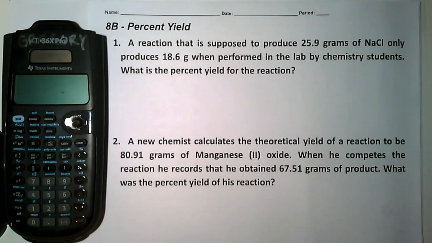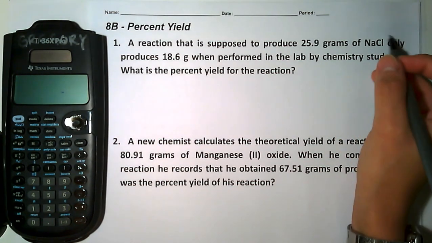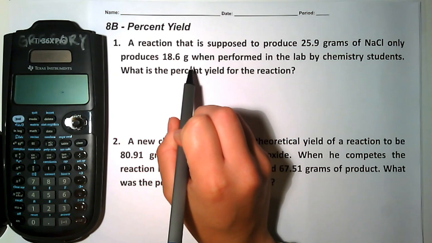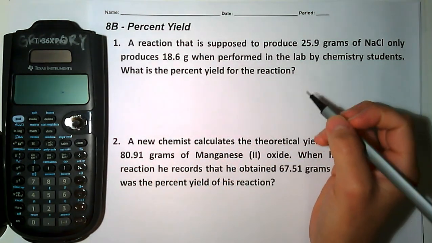In this video, we are going to look at activity 8b, which is on percent yield. And the first question says, a reaction that is supposed to produce 25.9 grams of NaCl only produces 18.6 grams when performed in the lab. What is the percent yield for the reaction?